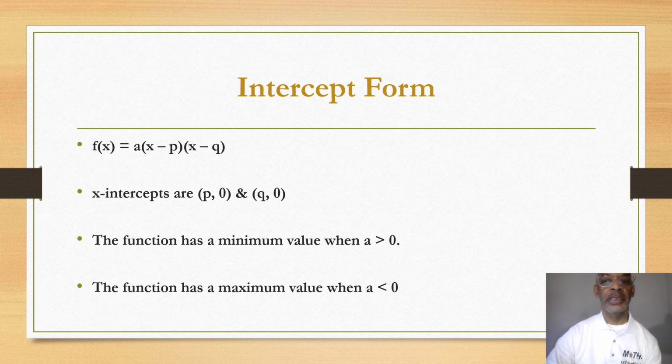Intercept form. Intercept form for a quadratic function is the product of a times x minus p times x minus q. The intercepts are p and q, or the ordered pairs p, 0 and q, 0. The function has a minimum value when a is greater than 0. The function opens up. The function has a maximum value when a is less than 0. The function opens down.